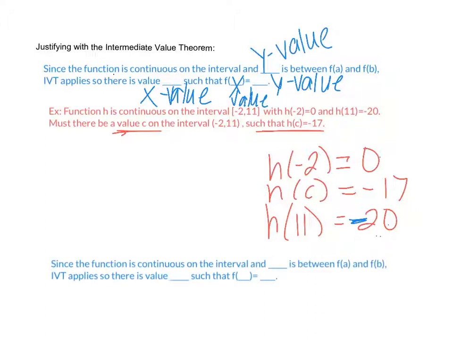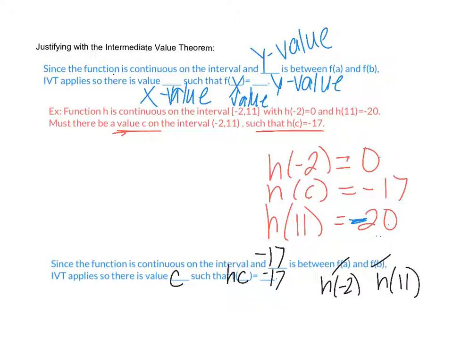I'm just going to copy what I had before, above, because I want the same explanation. So since the function is continuous on the interval, and we're going to say our y value, right? So our y value is -17, is between f of, we're going to change that to h of -2 and h of 11. IVT applies, so there's a value, this is c, such that f of c, this is really h of c, is equal to -17.